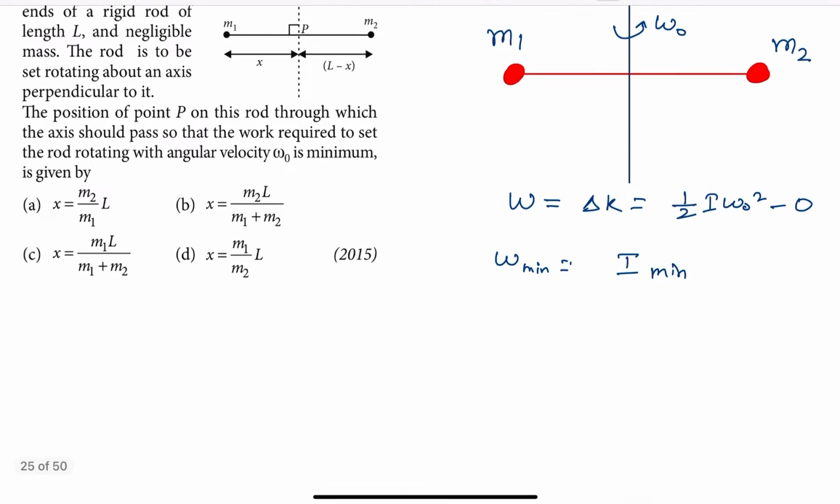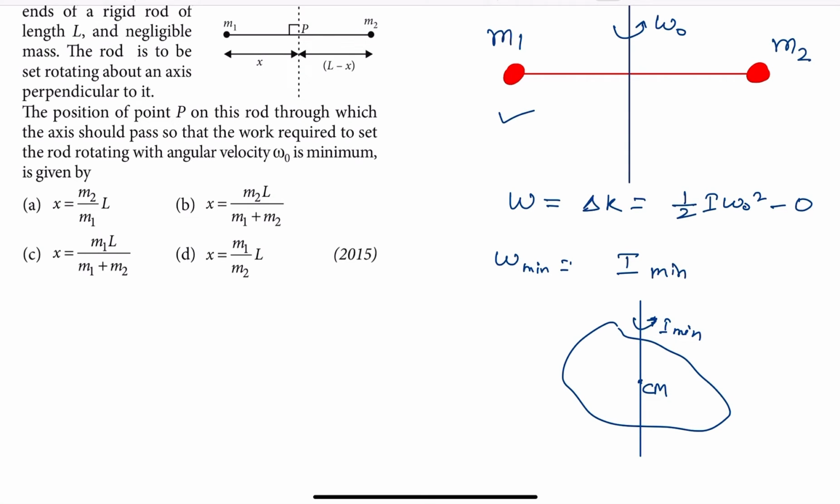And for any rigid body, the I minimum always passes through the axis of the center of mass. So we have to calculate this I minimum. Then I minimum will be passing through the center of mass. So if we get the center of mass of these two bodies M1 M2 from this position, let this distance be x where the center of mass is lying.